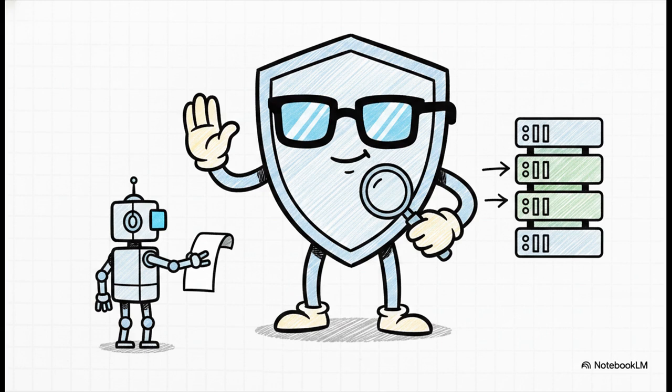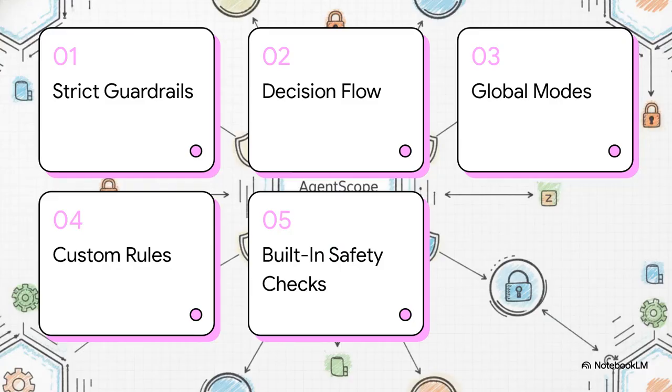Think of it like a giant, highly intelligent bouncer standing right there between your AI agent and your underlying system environment. It intercepts everything, analyzes the context, and makes absolutely sure your agent only does exactly what it's supposed to do. So, here is our agenda for today.